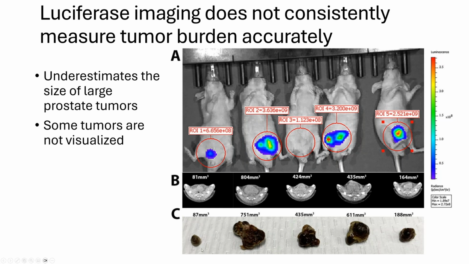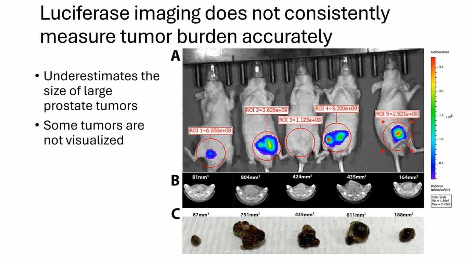And then in C, these are the actual tumors that we took out of the animals right after we imaged them. You can see that this animal in the middle, we were never able to actually detect a tumor in there when we injected with luciferin. However, we could actually palpate that, and when we pulled the tumor out, it was quite large. And so you can see that this is not always the most accurate way to measure these tumors. In general, what we see is that it underestimates the size of the largest tumors. And we think this is probably due to the fact that luciferin is not being evenly distributed throughout that tumor.